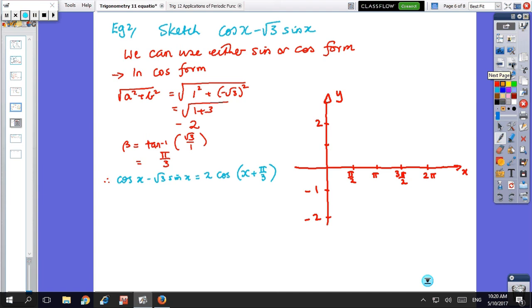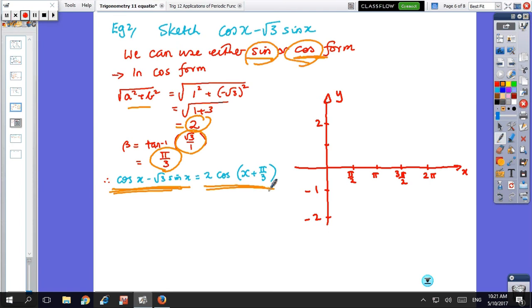Okay, so now we've got sketching cos x minus root 3 sine x. And so we can use either the sine or the cos. It's up to you which one you want to do, because they're going to end up with the same graph. So the first thing we do is we have to get this a squared plus b squared to start off with, and we end up with, just the way the numbers were chosen, a equals 2, beta equals tan minus 1 b on a, and that's one of your exact values, which gives you pi on 3. Okay, and so the original function ends up being 2 cos x plus pi on 3.